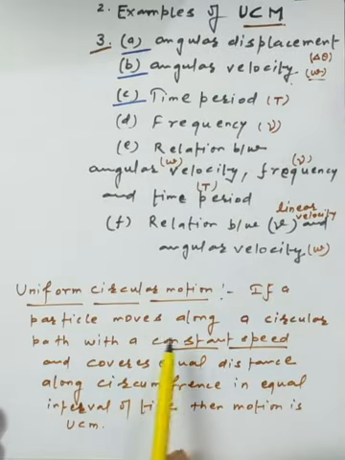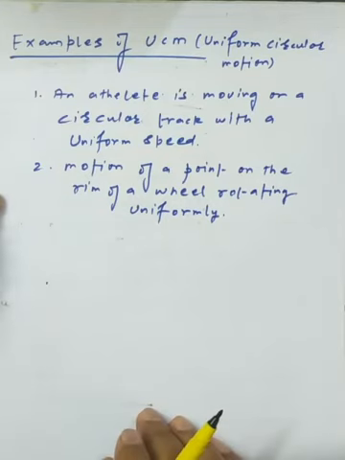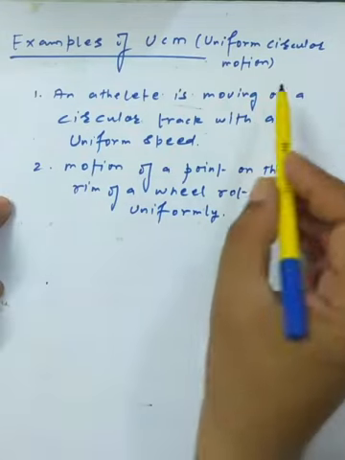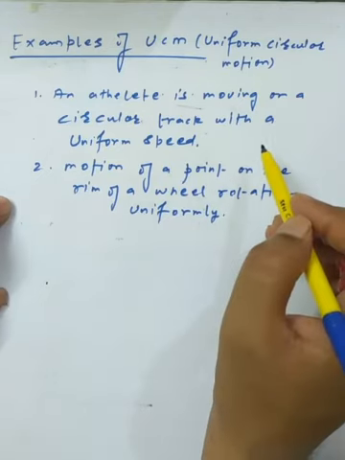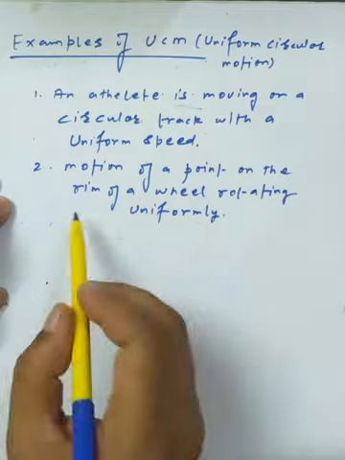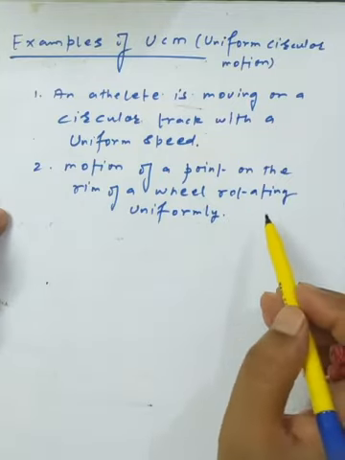So one of the basic definitions of uniform circular motion: if a particle moves along a circular path with a constant speed, which means it covers equal distance along the circumference in equal intervals of time, then the motion is said to be UCM. That is called uniform circular motion. So two general examples which I have included here: an athlete moving on a circular track with uniform speed, and the motion of a point on the rim of a wheel rotating uniformly. So these are the general examples we have.